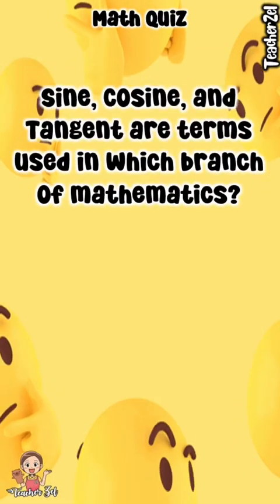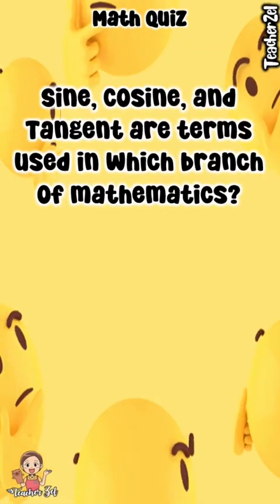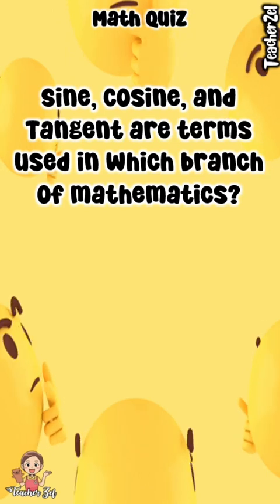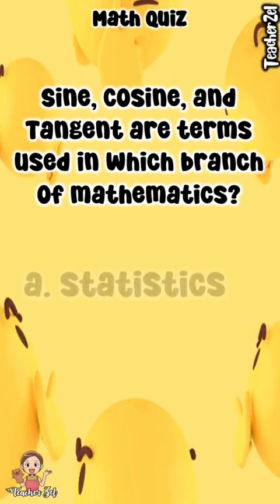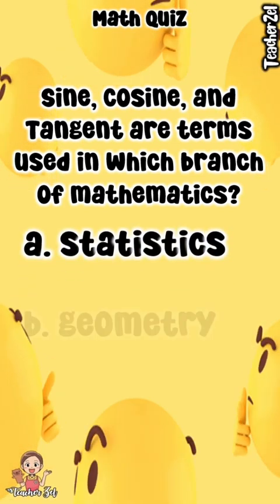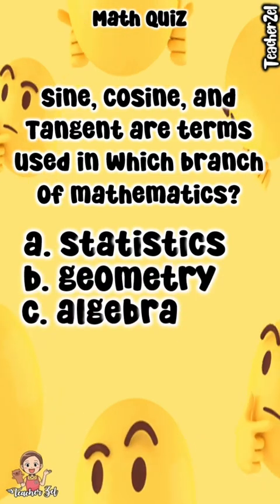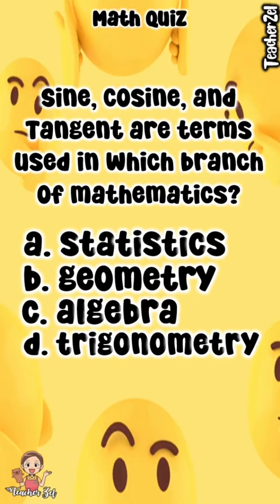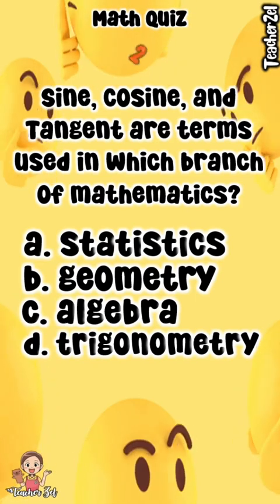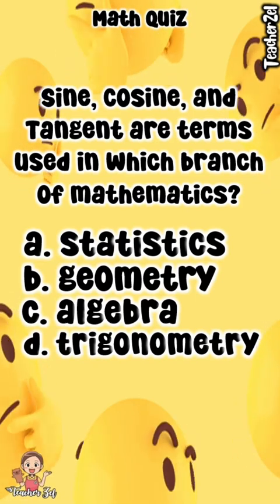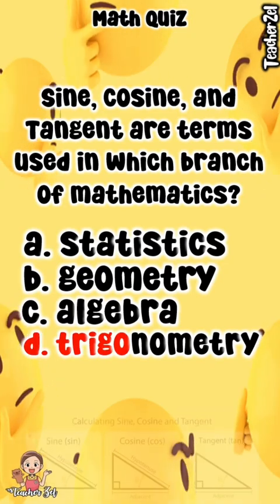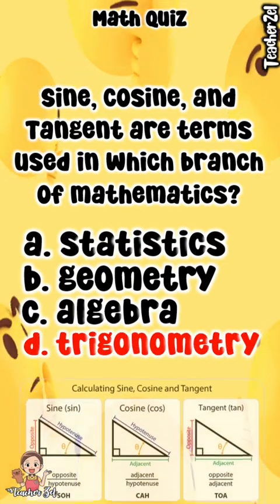Sine, cosine, and tangent are terms used in which branch of mathematics? A. Statistics, B. Geometry, C. Algebra, D. Trigonometry. The answer is D. Trigonometry.